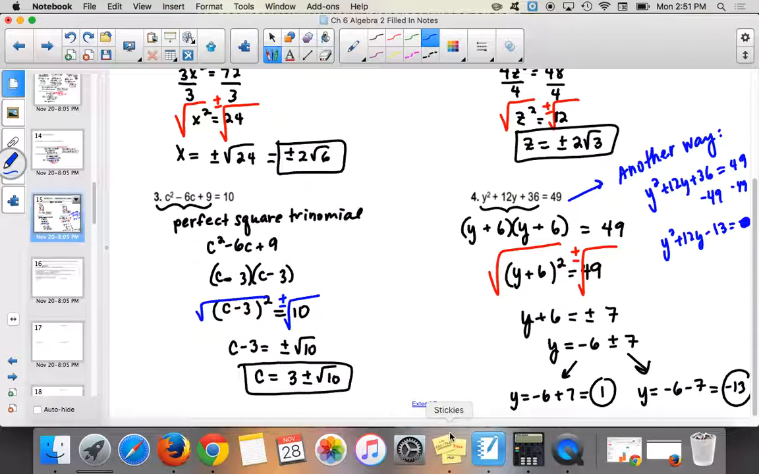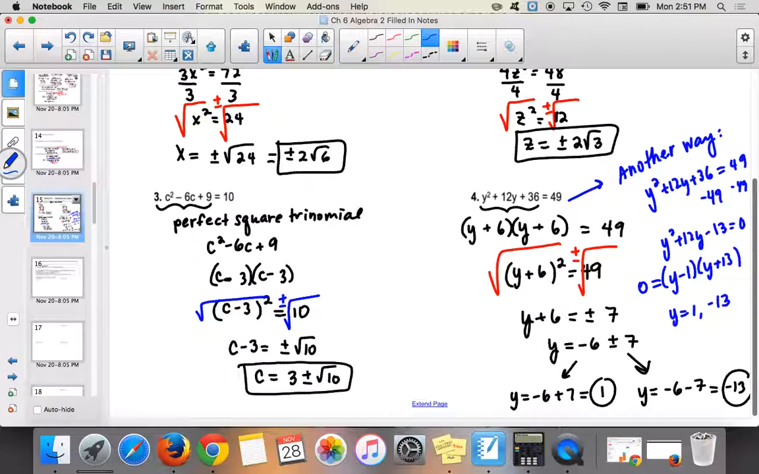Isn't this what we did in the last section? Do you guys remember doing this? So we set everything equal to 0 and we factor. It's hard once I get over here on the edge. It doesn't want to write once I'm over there. Let's just say equals 0 over here. So I get y equals 1 and y equals negative 13.